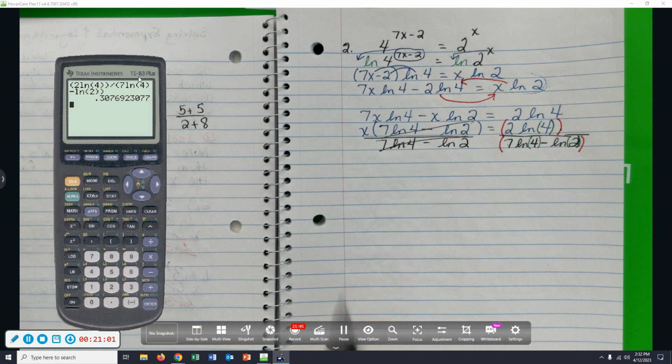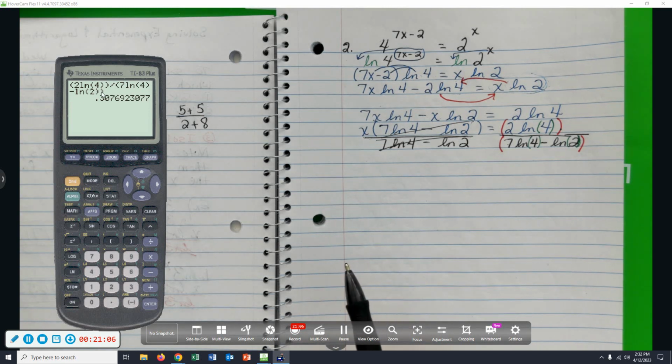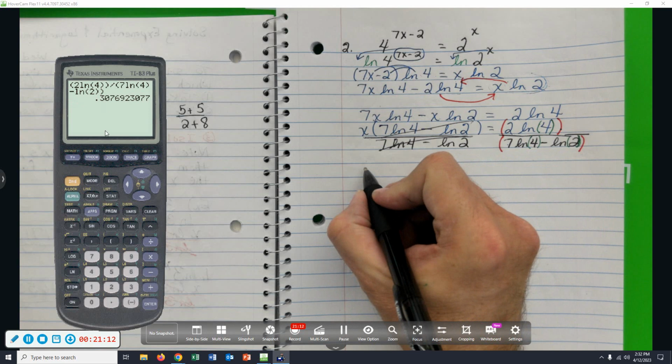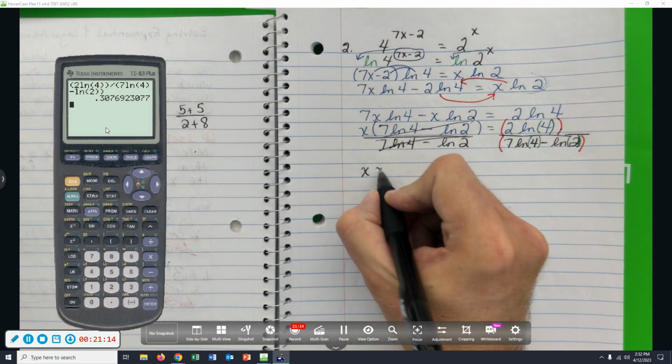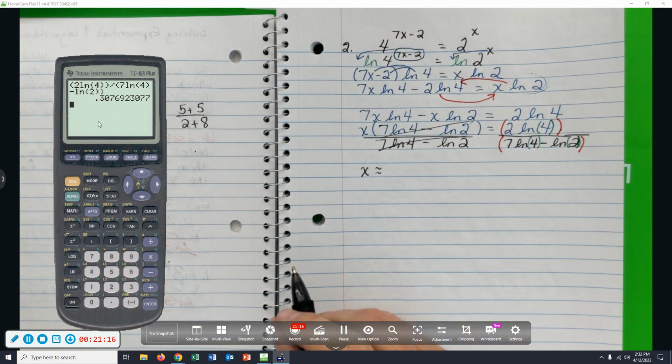But the TI-83, I will give them credit. If you don't close the last 2, they'll still give it. They'll close it automatically, and it would give you the correct answer. That is a very bad habit to get into, leaving what's called dangling parentheses.